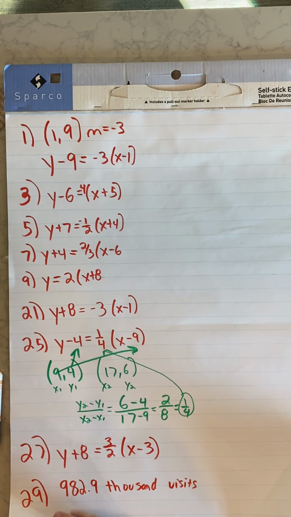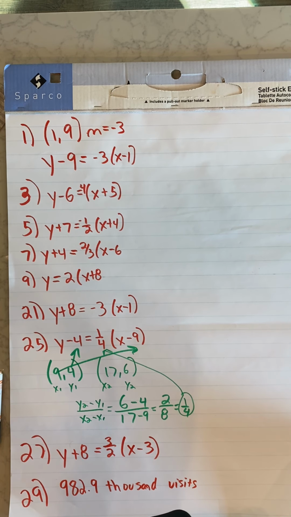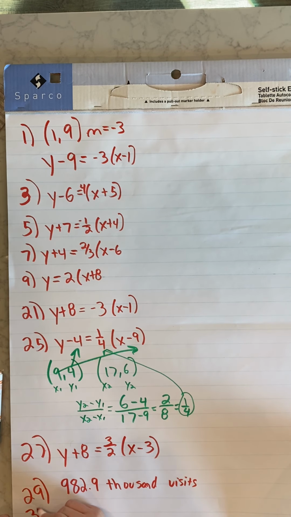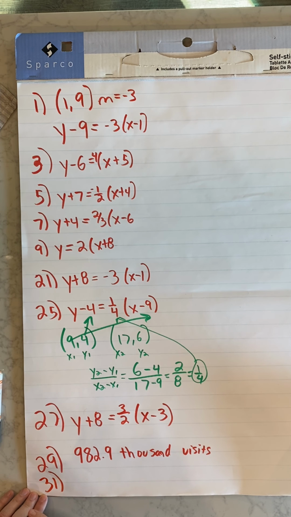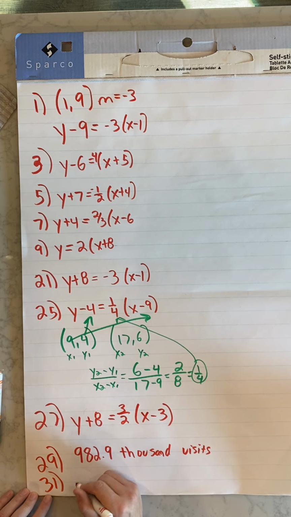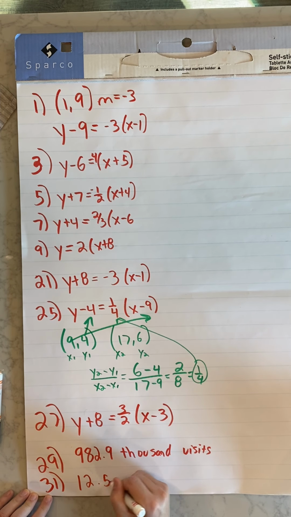Some of you guys might have done it a little differently, which is fine. If you have questions on that, let me know. And then 31, the only thing you have to do on 31 is tell me how many people per square mile. It's 12.57.